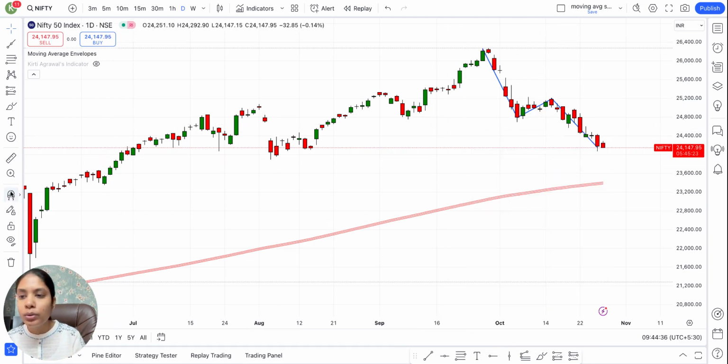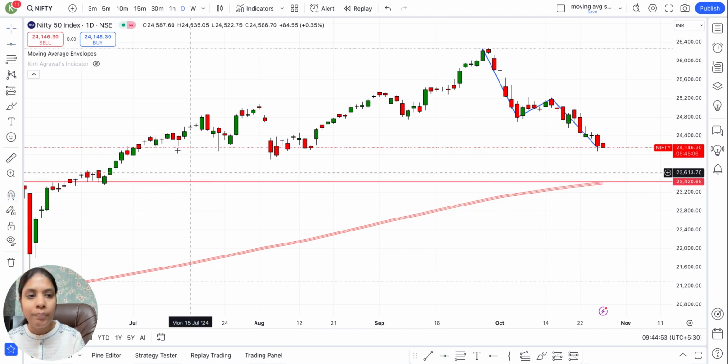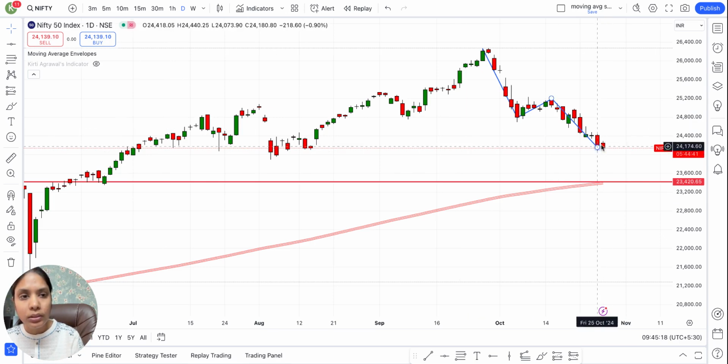Now if I want to find the next areas where it can find support, first, as per the moving average, the target for this fall is almost around 420 to 500. Now it is trading at 24,150. It can come easily to 23,450 to about 400. So from where we are trading currently, Nifty can even fall 600 to 700 points from this price point.